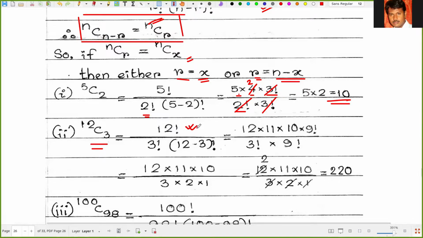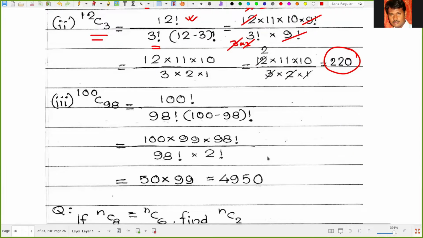Suppose 12C3. So 12 factorial upon 3 factorial into (12 minus 3) factorial, that is 9 factorial. 12 factorial means 12 into 11 into 10 into 9 factorial, so we divide it out. Then 3 factorial means 3 into 2. So 3 goes into 12 as 4, and then another 2, so that is 220.